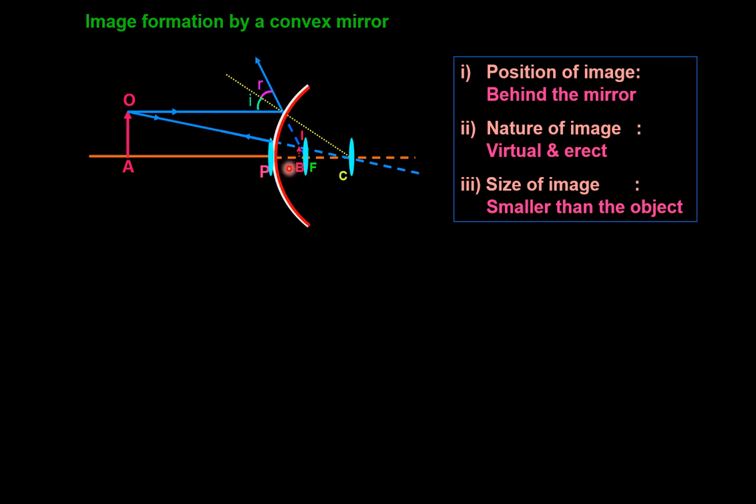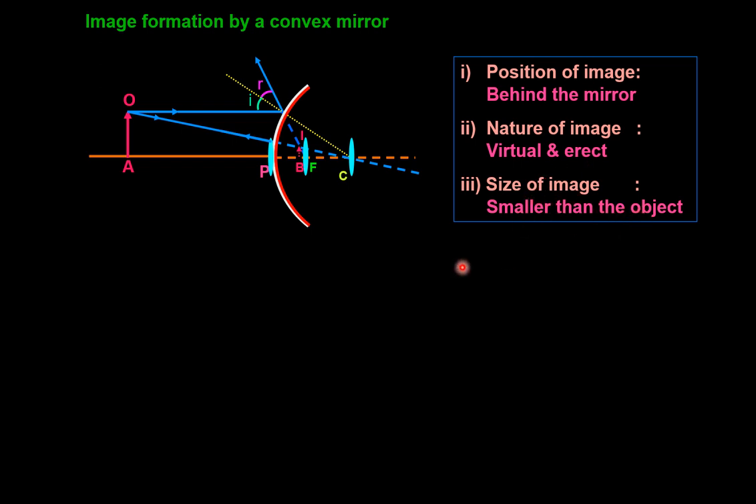So the position of the image is behind the mirror. The nature of the image is virtual and erect. The size of the image is smaller than the object. These points you need to remember. Position: it is behind the mirror, and it is getting formed roughly between P and F. Nature: virtual and erect. And size, which is also important: it is smaller than the object.